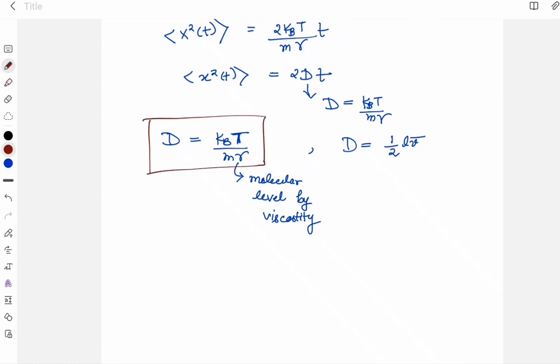Now we will see in some detail what the expression of this drag coefficient gamma is, how it is related to the fluid viscosity, and at last why we have derived all this, what is the importance of deriving this.